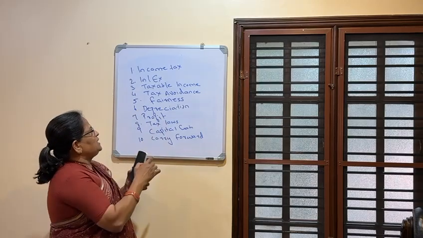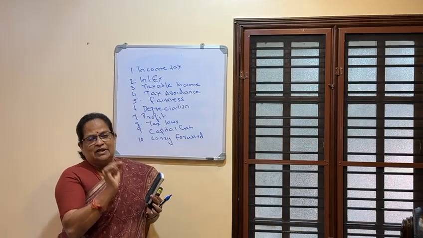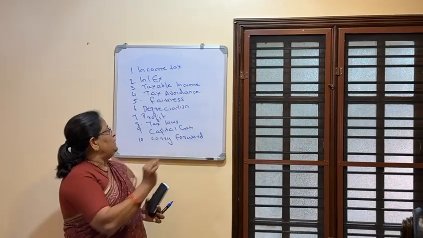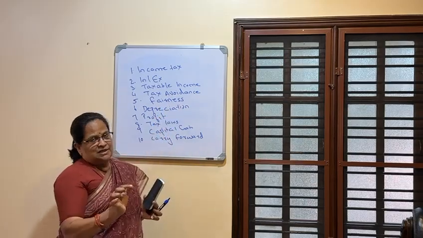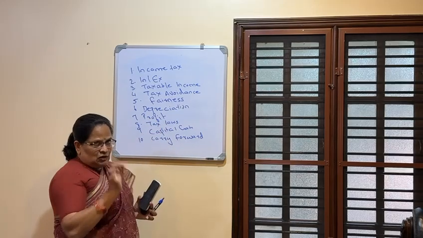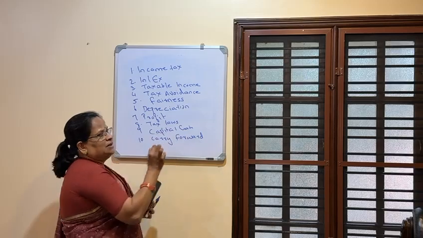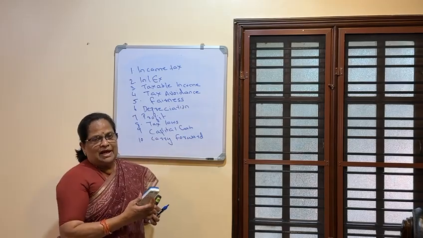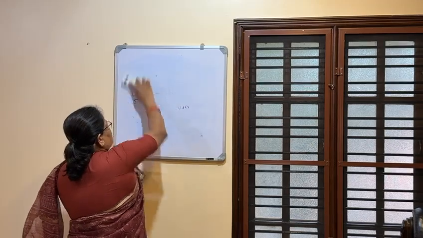First is for the correct income tax rules. Second is to find out the correct income and expense. Third is to calculate the correct taxable income. Then avoid tax avoidance, fairness in the system. Then apply the correct depreciation rules, to calculate the correct profit, to apply the correct tax laws, to calculate the correct capital gain, whether it's long term or short term, then to apply the carry forward loss and set off and carry forward rules in income tax.